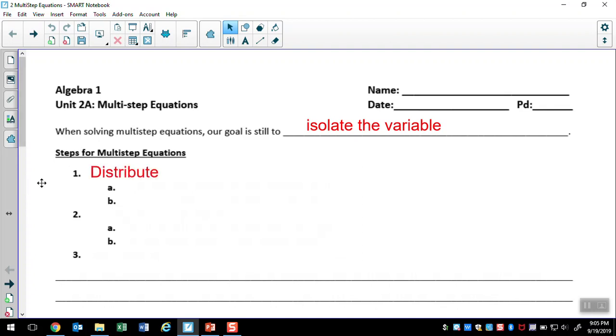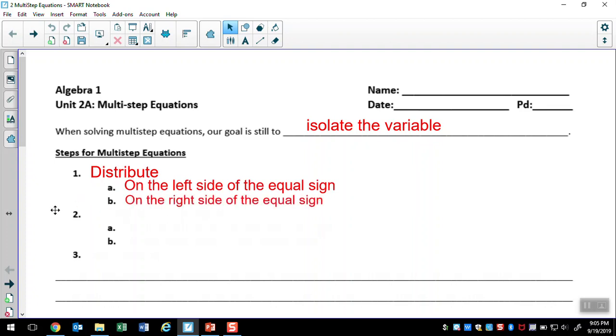First, if we have parentheses, we need to distribute. Sometimes we have parentheses on both sides of the equal sign. So we take care of the ones that are on the left side of the equal sign, and then we take care of the ones that are on the right side of the equal sign.